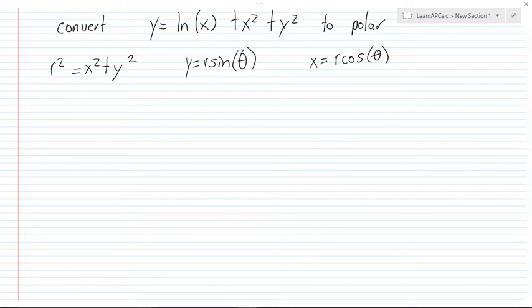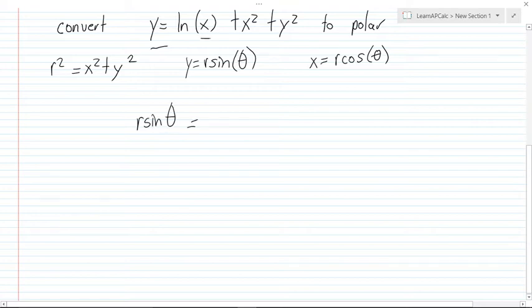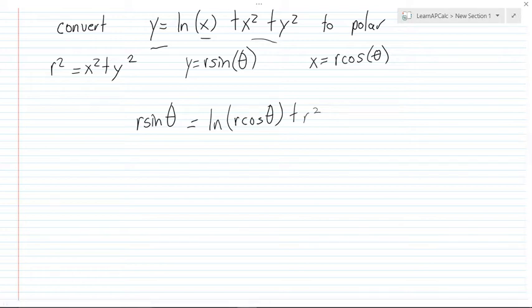So here, all we're going to do is just plug these in. I have y right here, so I'll plug in r sine theta. Here I have x, so I'll plug in r cosine theta. And here, x squared plus y squared, r squared. So again, this is something that's only on the BC exam. So if you're an AB, you don't need to know this.